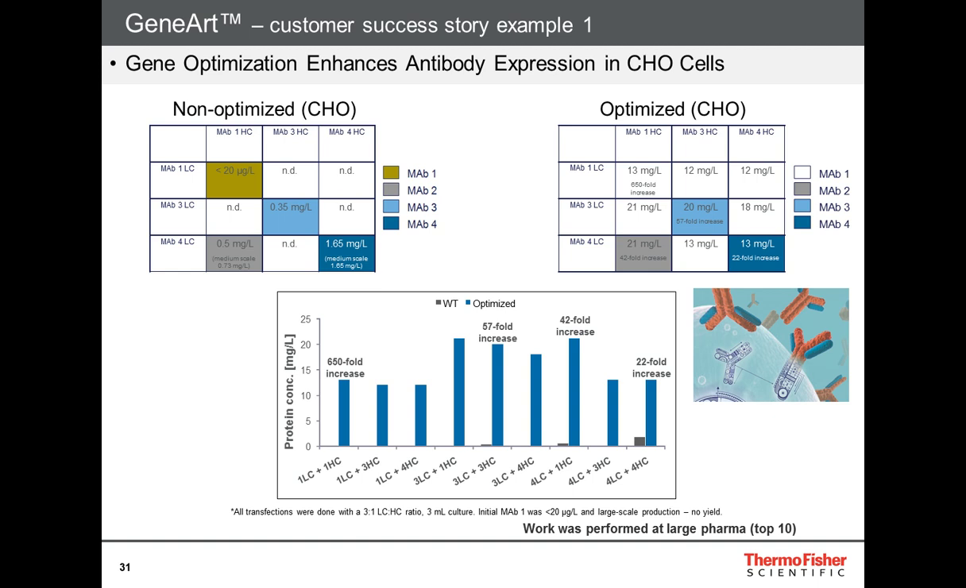And the customer already gave us some expression yields that he was able to achieve, which you see in the table on the top left. And on the right hand table, you see what expression levels we achieved after we optimized the genes and expressed them. And down there, you see the same results also in a bar graph. So the overall increase was about 20 to 50-fold, and in one case, even 650-fold increase.